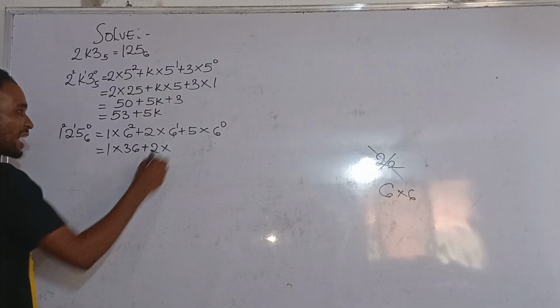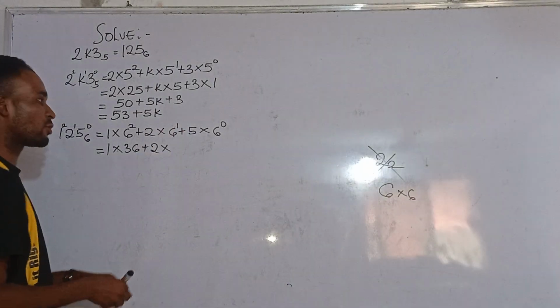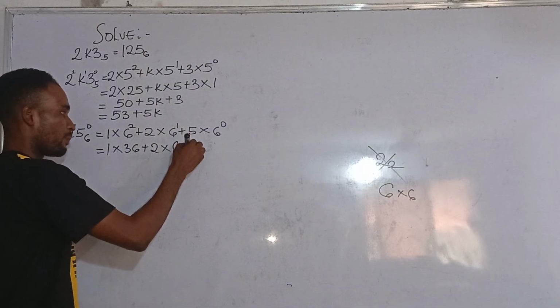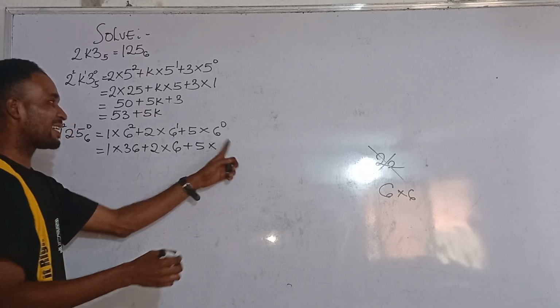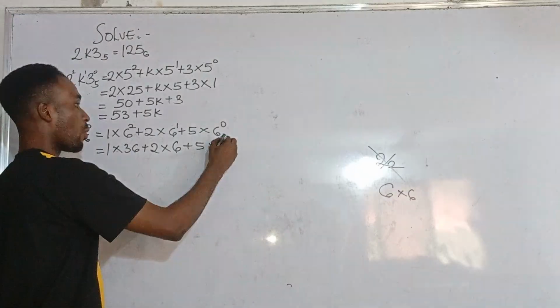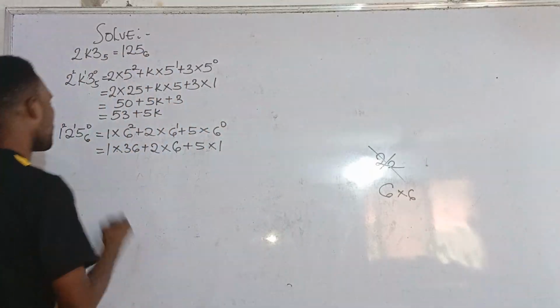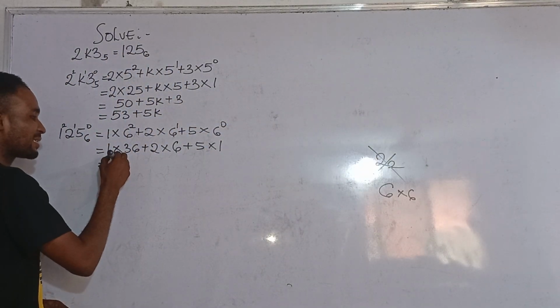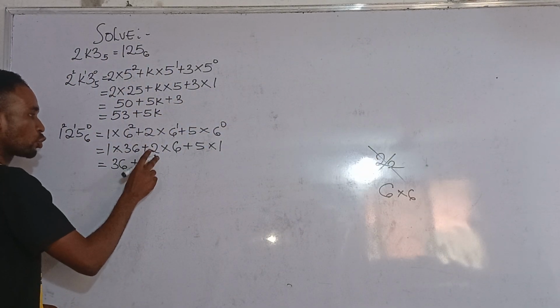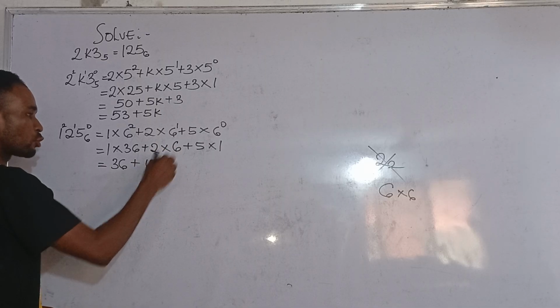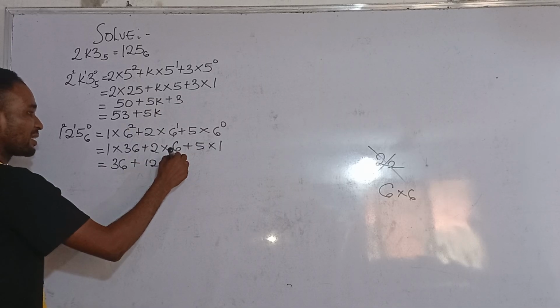Plus 2 times 6 raised to the power of 1 gives us what? 6. Then plus 5 multiplied by 6 raised to the power of 0 gives me what? 1. Of course, anything raised to the power of 0 is what? 1. Alright, let's go. Then we have 1 times 36, that gives me 36, plus 2 times 6, that gives me what? 12. Then plus 5 times 1, that is 5.